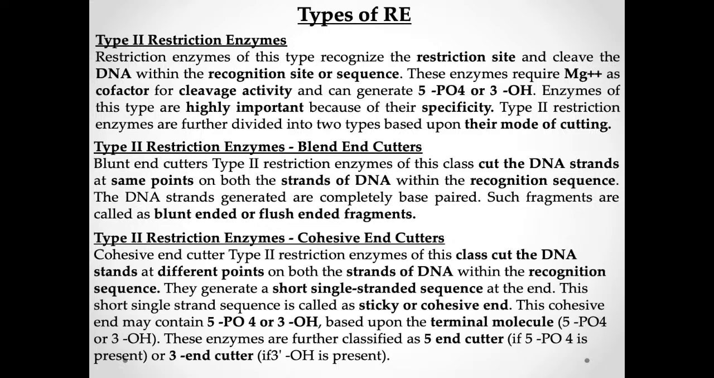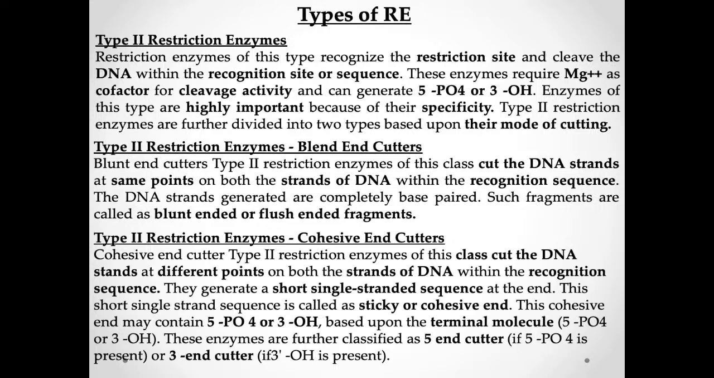Then type 2 restriction enzymes. Restriction enzymes of this type recognize restriction sites and cleave the DNA within the recognition sequence. These enzymes require magnesium as a cofactor for cleavage activity and generate 5' phosphate and 3' hydroxyl groups. They are quite important because of their specificity, and type 2 restriction enzymes are further divided into 2 parts according to the mode of cutting: blunt end cutters and cohesive end cutters.